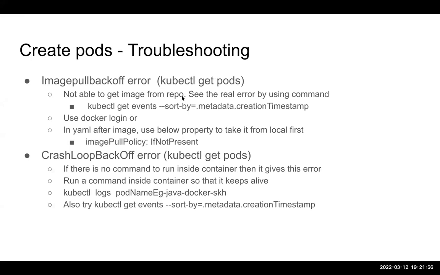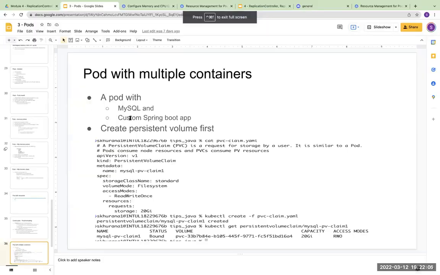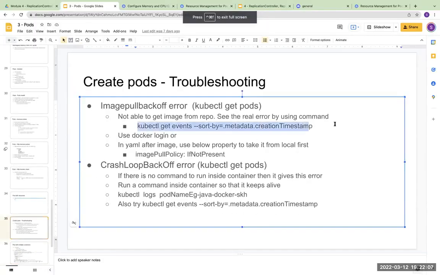Now, what could be the reason? Either you specify the image name wrong, which does not exist in the repo you are connected to, and you can see the error using, let's run this command also. Let me go to this and run this command. You can see the real error.